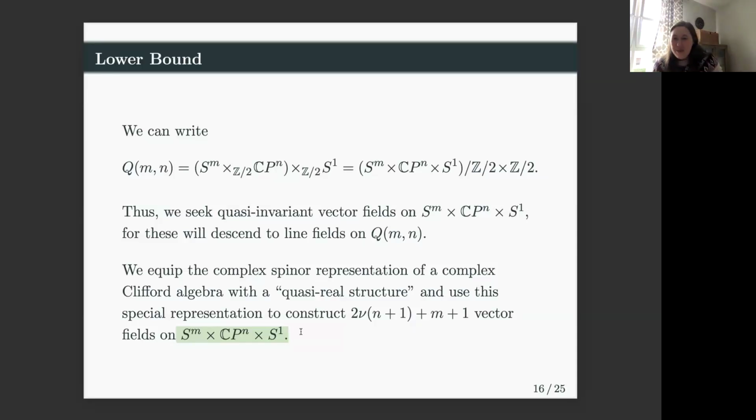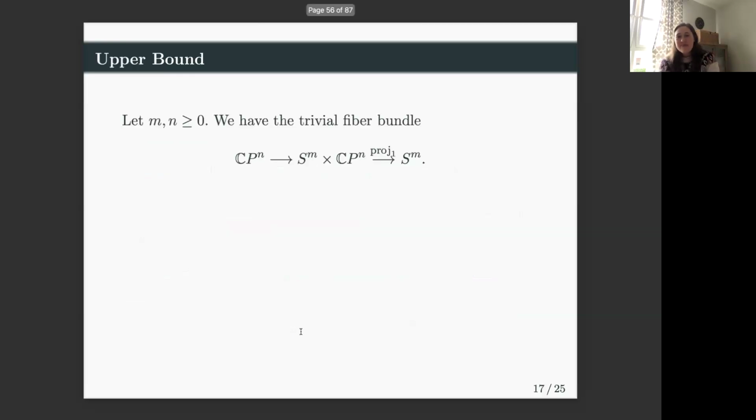And you can read our paper and see the long, horrible formulas that we have for these vector fields. But I hope you can see the idea is very simple. It's a very, very constructive proof.